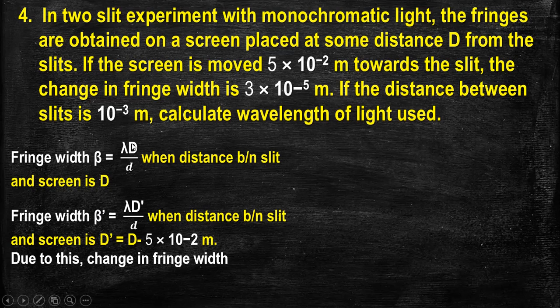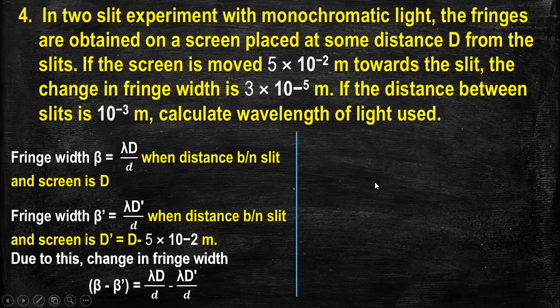Beta is directly proportional to lambda, beta is directly proportional to capital D, and beta is inversely proportional to small d. So as D decreases, beta also decreases. That is why I am taking beta minus beta dash, not beta dash minus beta. What is the value of beta? Lambda D upon small d, minus the value of beta dash, which is lambda D dash upon small d.